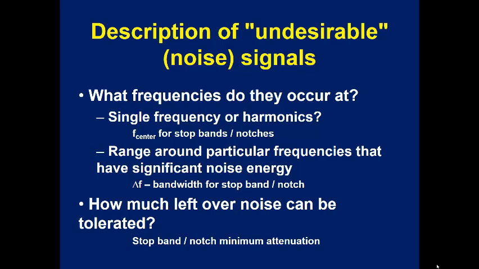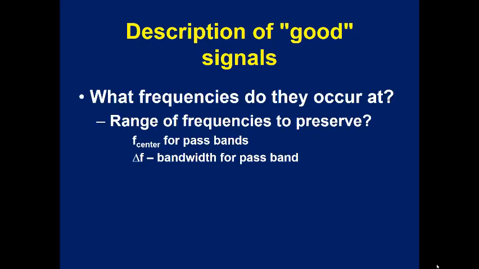And sometimes we can't do a perfect job of getting rid of all the noise, so it's helpful to know how much leftover noise we can leave behind if we have to. That sets up a minimum attenuation requirement for our stop band. On the flip side, we need to know about what's the good stuff. What is the range of signals and the type of signals that the rest of the system is reliant on that we really can't degrade.